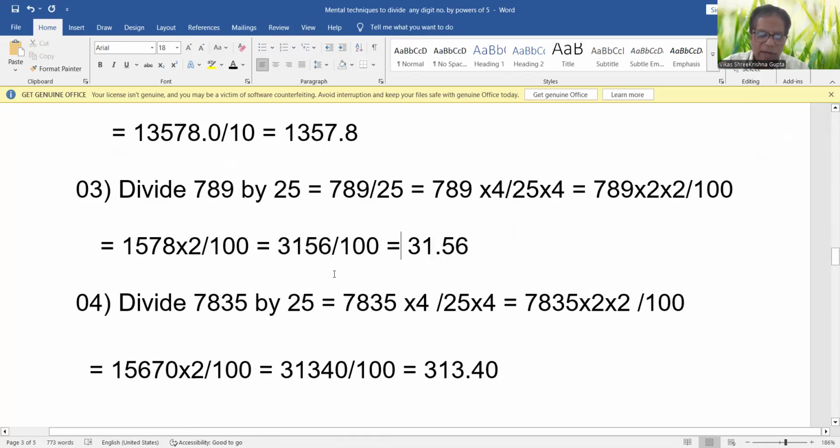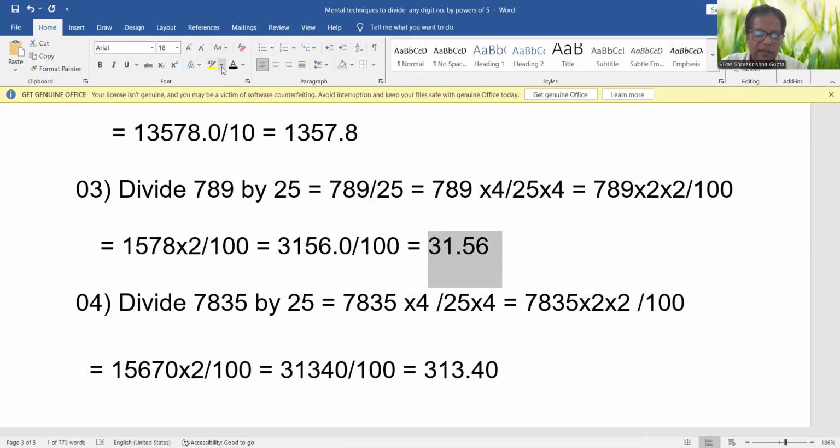Now, when I have to divide by 100, I can write 3156 as 3156.0. See, as I told you, I can write any number of 0s after the decimal. Dividing by 100 means I shift the decimal two digits to the left, so it becomes 31.56. This is my final answer.